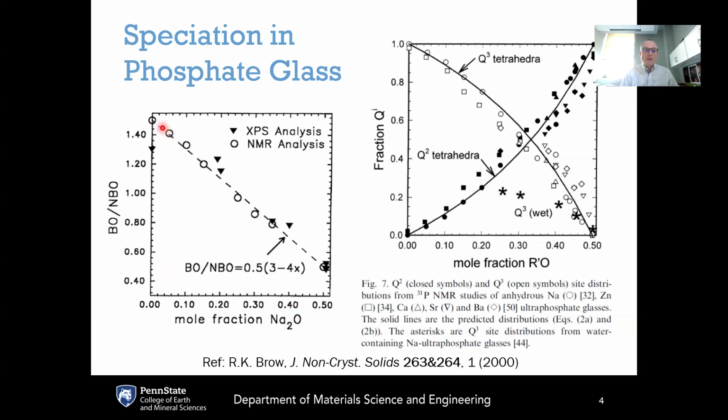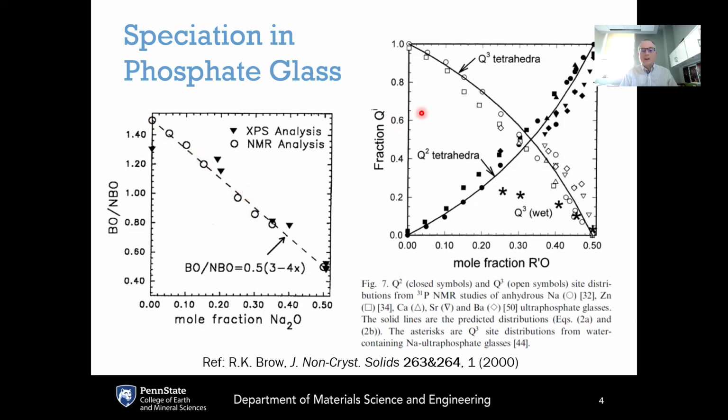And you can see that we start off with about 1.5 bridging oxygen for every non-bridging oxygen, because that terminal oxygen is being included here as a non-bridging oxygen. And then as the modifier is added to the system, there is a linear decrease in this fraction as bridging oxygens convert to non-bridging oxygen.